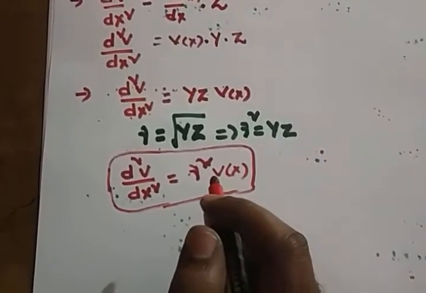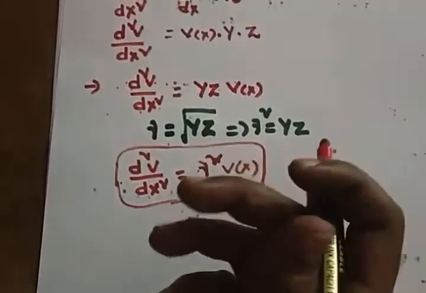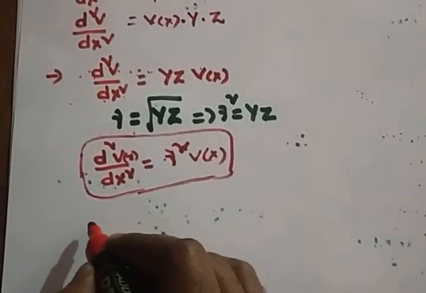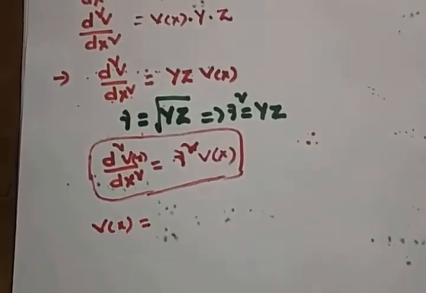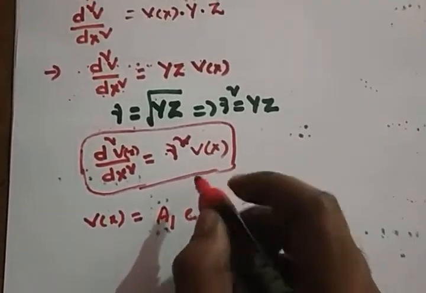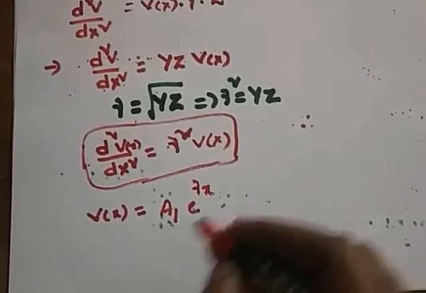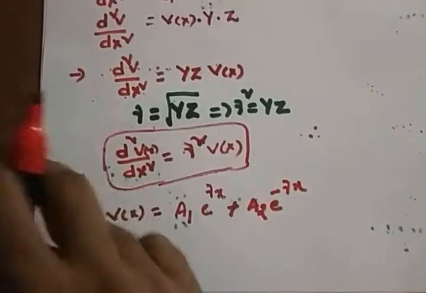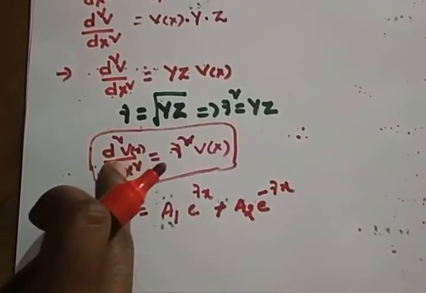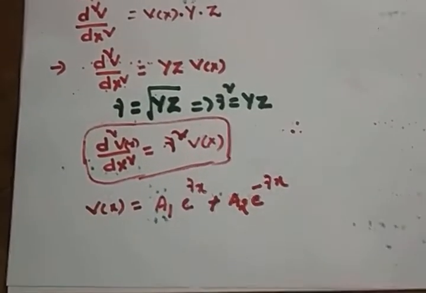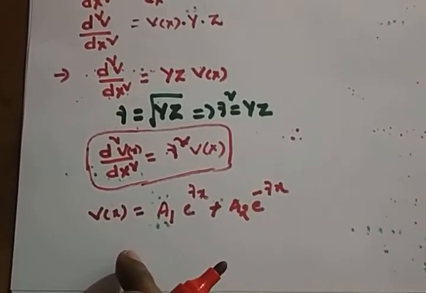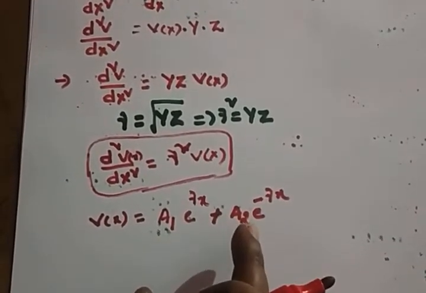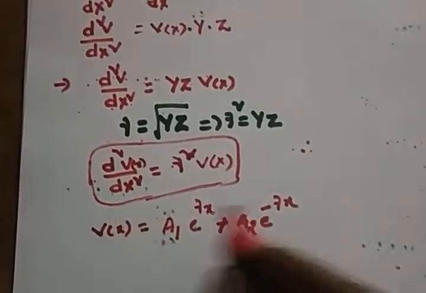From this, if you go for integration and differentiation, you will find the V of x value. V of x is equal to A1 e power gamma x plus A2 e power minus gamma x, where A1 and A2 are constants. The two differentiations will cancel out. This is one equation, very very important.